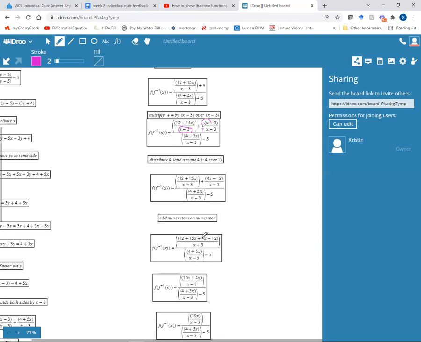So in this case, the 12s cancel. And so now we're left with 15x plus 4x. We're going to add those together to get 19x.